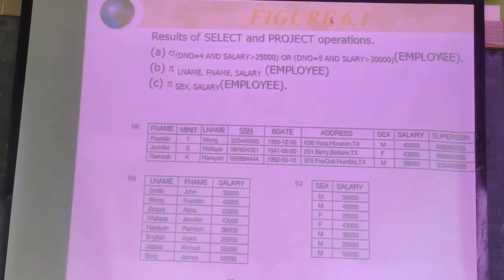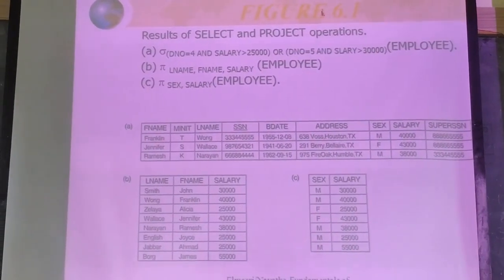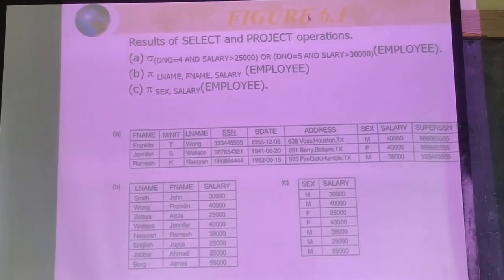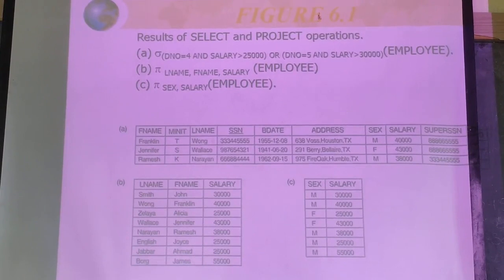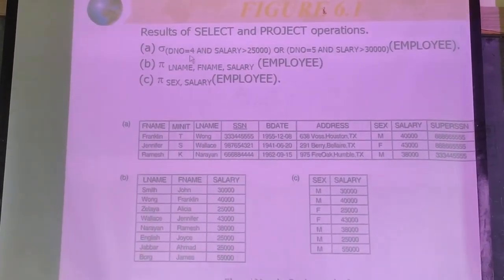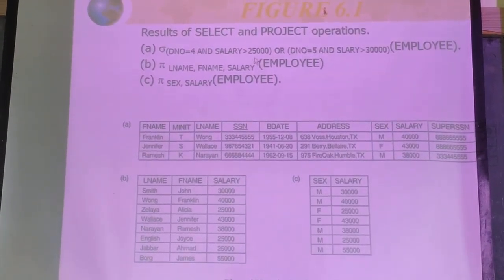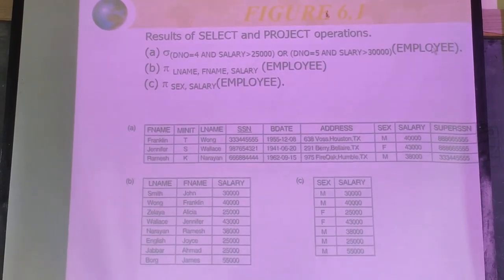In the employee table we may have many departments, and all the departments contain a unique ID number like 1, 2, 3, 4, 5, 6 and so on. Out of that many departments, we extract the employees who are working in department number 4 and department number 5 and who are earning a salary of more than 25,000 and 30,000 respectively from the employee relation.